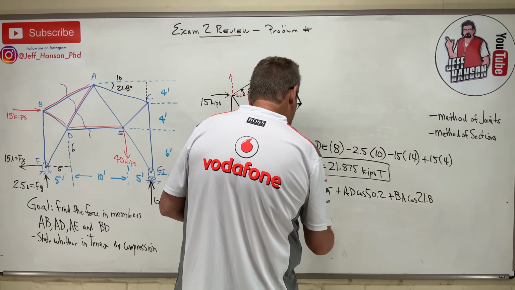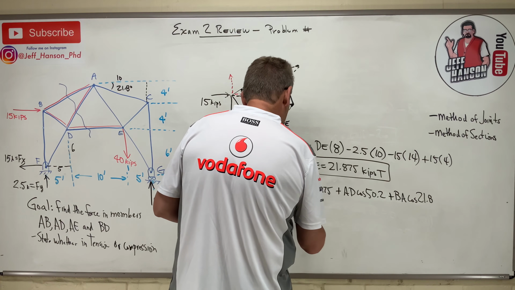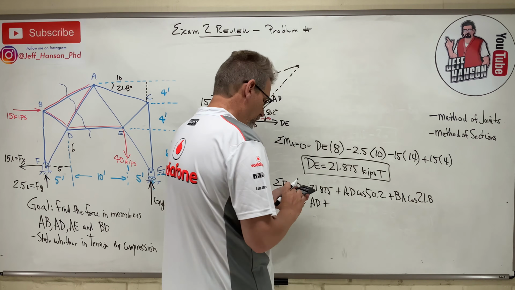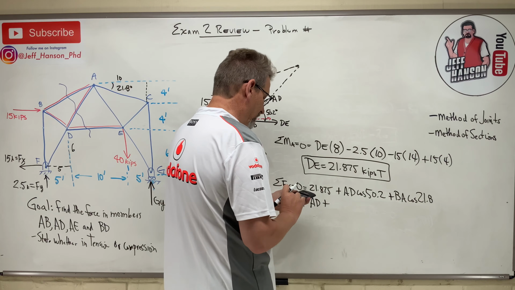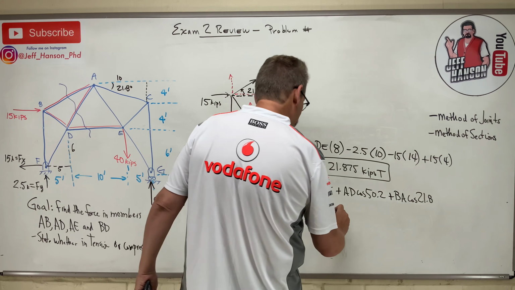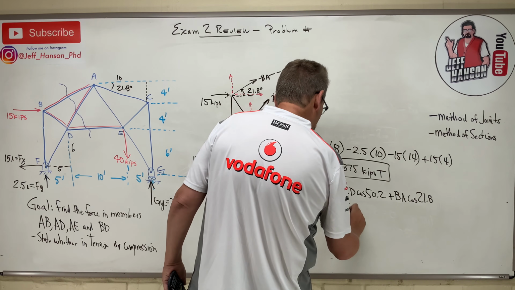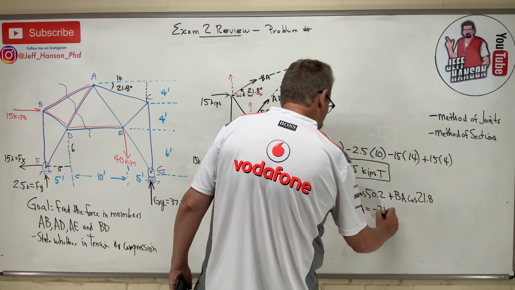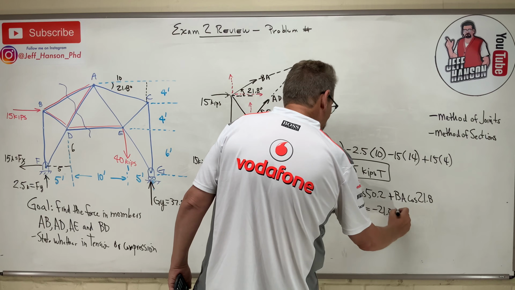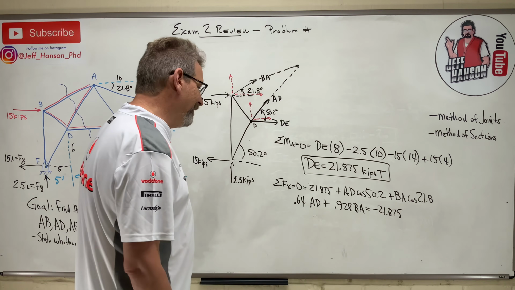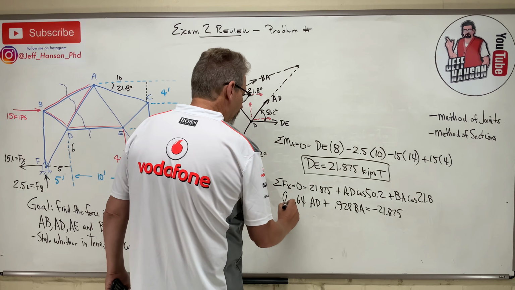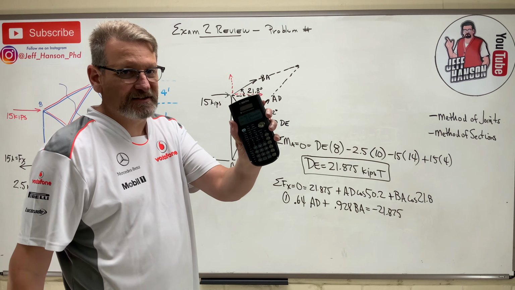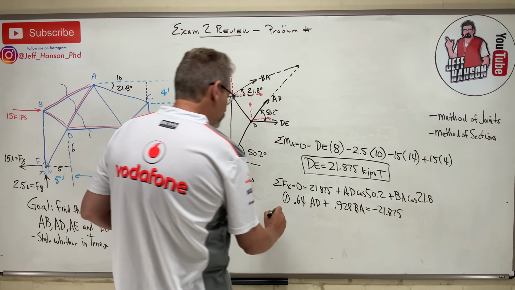So 0.64 AD, right? Plus, what's that guy? Cosine of 21.8 is 0.928. 0.928 BA equals negative 21.875. And you might ask, what are you doing there? Well, I'll tell you what I'm doing. I'm getting this set up for two equations, two unknowns in my handy-dandy system solver. Okay, here we go. Sum of the forces in the y.